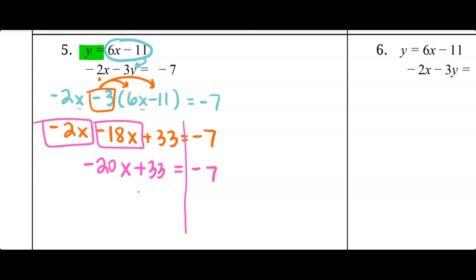Then we can move the 33 to get that x term by itself. So this is just like solving individual equations, like one variable equations, like we did back in Unit 4.